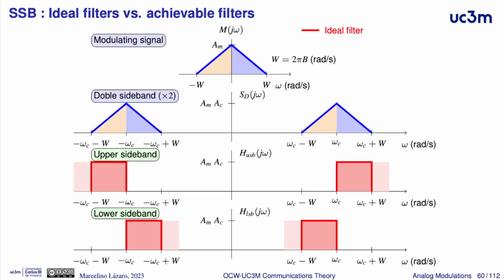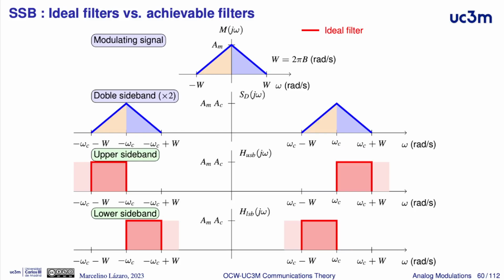Here we illustrate these drawbacks with a graphical example. This is the frequency response of a modulating signal. This is the frequency response of the double sideband with double amplitude that is used in the direct filtering option. Here we have the two sidebands, and then some ideal filters are used to remove one of the sidebands, to remove the lower sideband in the upper sideband option, and to remove the upper sideband for the lower sideband option.